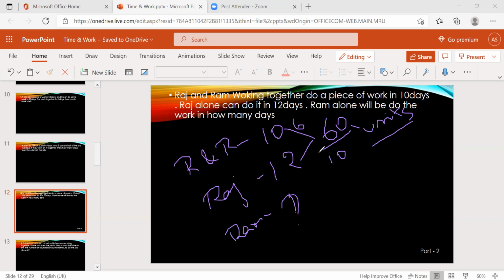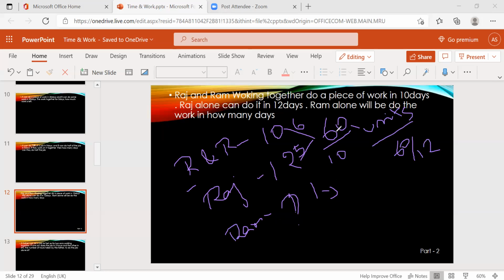And 1 day work of Raj: 60 by 12. It's nothing but 5. So Raj and Ram together can eat 6 apples, and only Raj can eat 5 apples. That means if we subtract this from Ram and Raj, they both can eat 6 apples, and Raj only can eat 5 apples. So what is Ram's efficiency? It is 1. Just subtract: 6 minus 5 is 1. It is the efficiency, that's nothing but 1 day work. In 1 day Ram can eat 1 apple.